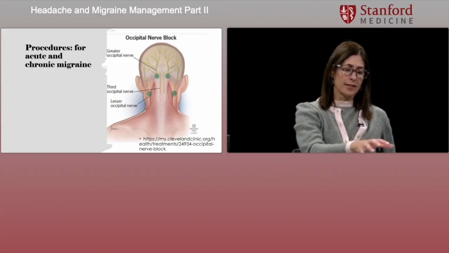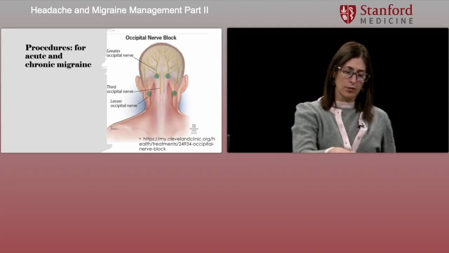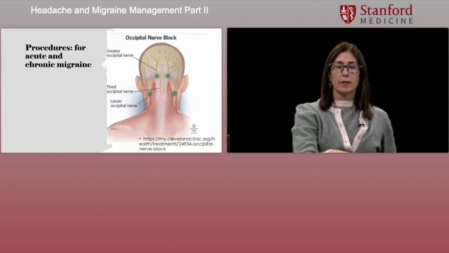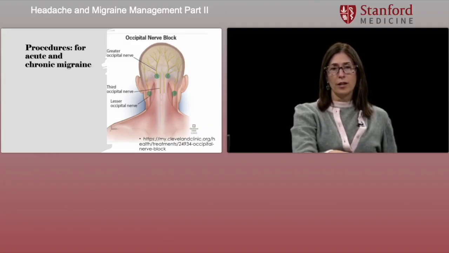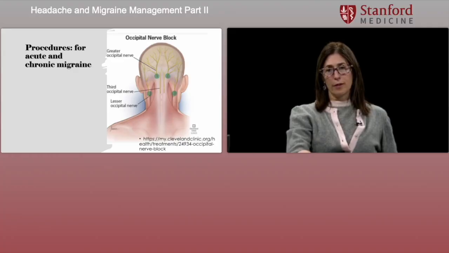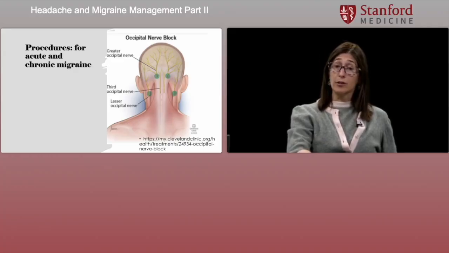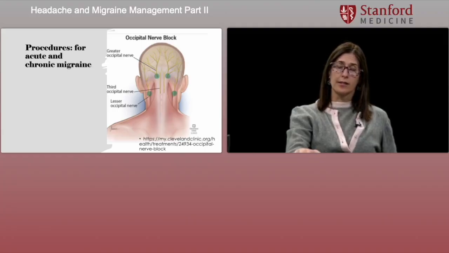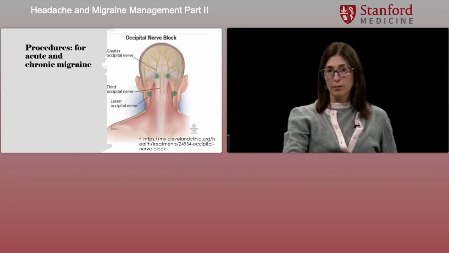Okay, so we've tried some preventive medications. We've talked about rescue medications, and sometimes we need a little bit of an extra boost. So occipital nerve blocks are often used to break an acute headache. Like if you went to the emergency room or an urgent care clinic, sometimes they would block that occipital nerve. And sometimes we do it for chronic headaches, although it's a little bit of a more complex conversation that we can certainly talk about.